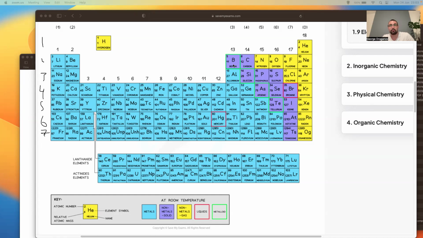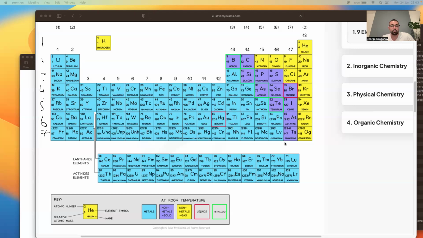That is not something that you specifically need to know for your syllabus. It's just an interesting point. So as you can see, down, astatine and tennessine are non-metal solids. Okay, so the zigzag line goes down here like this.